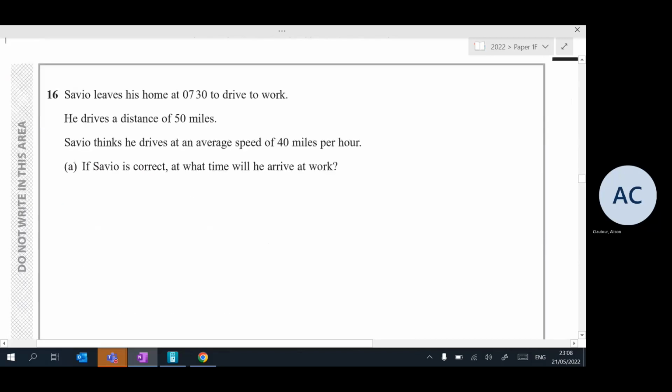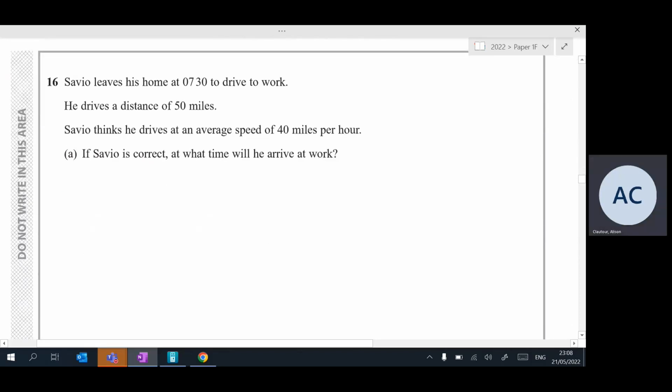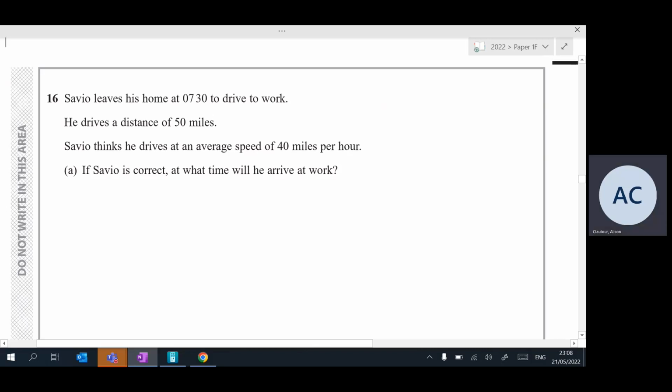Savio leaves his home at 7:30. He drives 50 miles and he thinks he drives an average speed of 40 miles an hour. Okay, so if we think about speed, distance, time, if we use a triangle, it makes the rearranging nice and easy. So if we're looking at time, we're trying to do distance divided by speed.